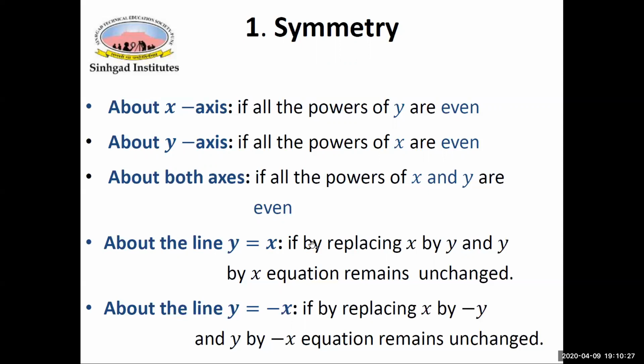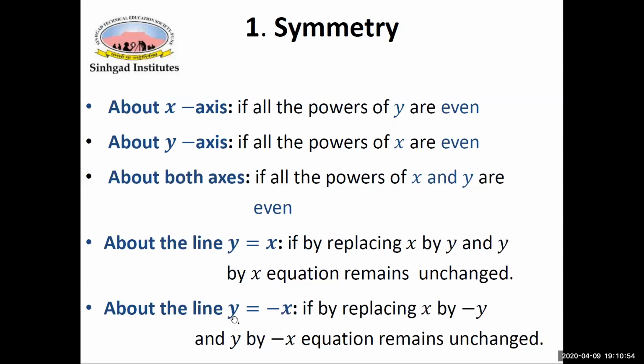In the first case, if we replace x by y and y by x in the equation of the curve and it remains unchanged, then the curve is symmetric about the line y equal to x. For example, if you take the equation of the curve xy equal to c and interchange x and y, the equation remains the same. So it is symmetric about the line y equal to x.